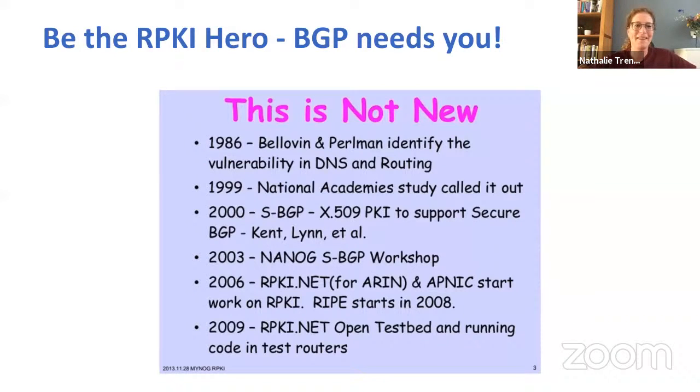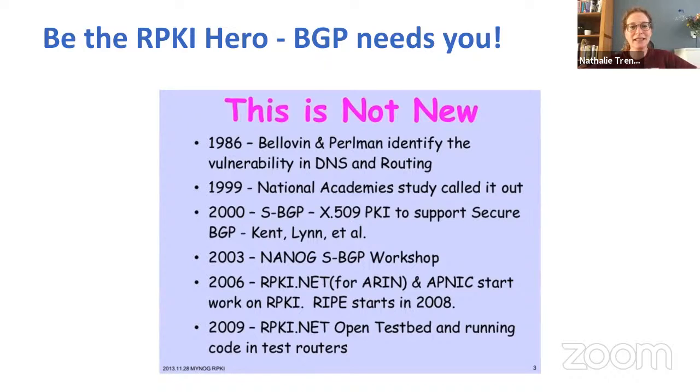Now, RPKI is not new at all, actually. It is already quite old. It was identified as a problem in 1986. This is way back. But until 1999, 2000, not much actually happened. And then people started coming together in the IETF, the Internet Engineering Task Force, to start writing things up. What should be fixed? How should we fix it? How should we move forward?